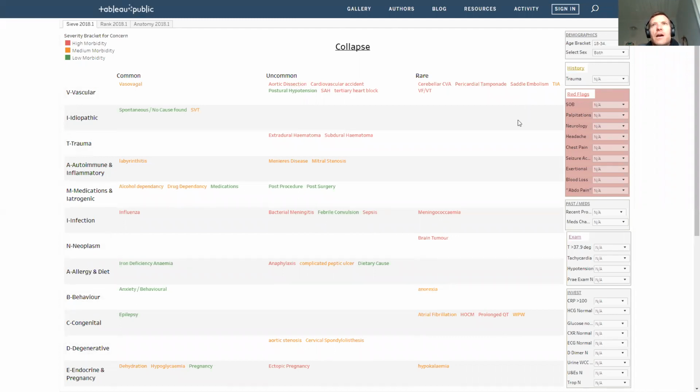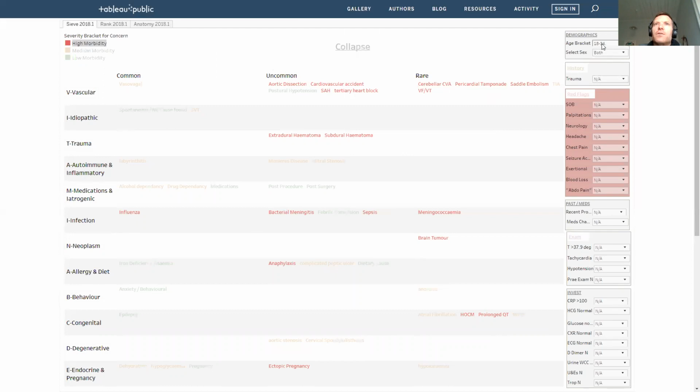See how the different presenting complaints, of which there are around 40 here, are quite evenly distributed, which allows you to actually look in detail at it and retain the information. So up here, as I said, we can move between rank, sieve, and anatomy. We can once again use our highlighting to say what are the high morbidity causes of collapse.